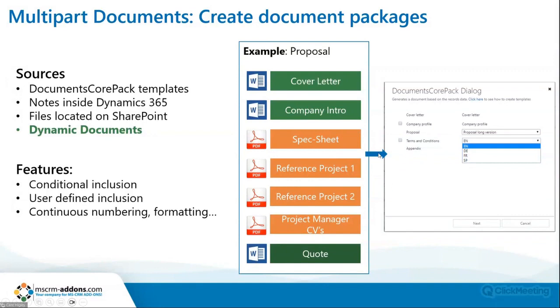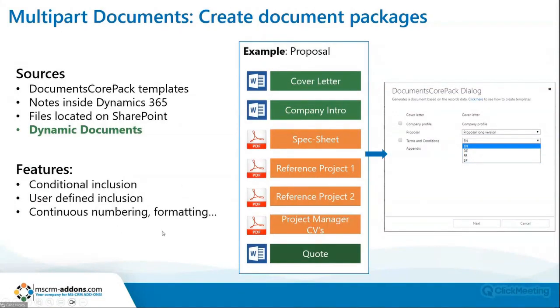Okay, it's automatic selection. I also have the ability to do user-defined inclusion, and what we mean by that is, if you can see over here in the DocumentsCorePack dialog, you can see these little checkboxes. Say, for example, when I'm creating this, maybe I don't want to send this proposal. Say I've sent them a proposal before, maybe I don't want to send them the company profile. I can leave this box unchecked; it will not be included. Terms and conditions, again, I can check the box, and I also have the option to use several different templates here. In this particular case I could send it in English, German, French, Spanish. So as a user, I can select that and define that.